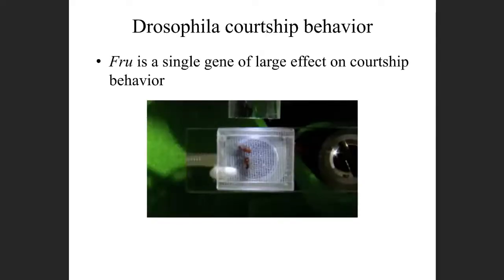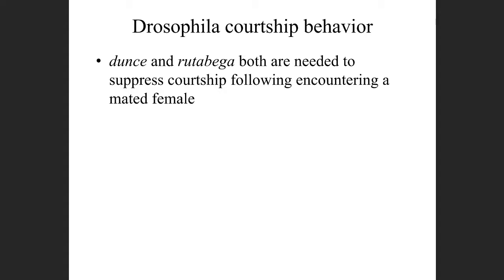So fru, which is short for fruitless, is a single gene that has large effect on courtship behavior. The fruitless gene was named because the males would, instead of orienting towards females, court males and females equally. One of the things, interestingly, is that dunce and rutabaga, which are involved in learning, are also needed to suppress courtship following encountering a mated female.